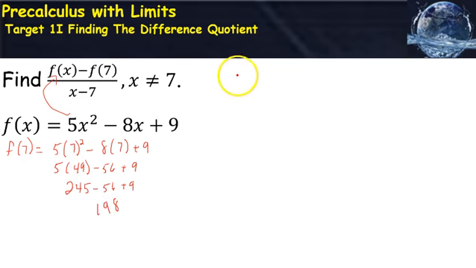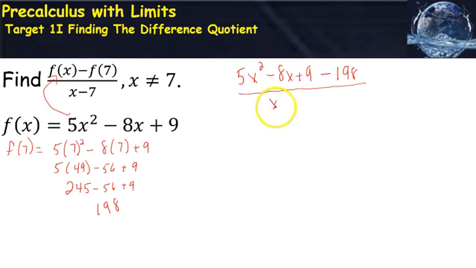So now I'm going to plug it in. F of x, that's 5x squared minus 8x plus 9, and I'm subtracting from that f of 7, which was 198. All of that's going to go over x minus 7. So I get 5x squared minus 8x, and then 9 minus 198 is 189, I believe. Yeah, negative 189, all over x minus 7.